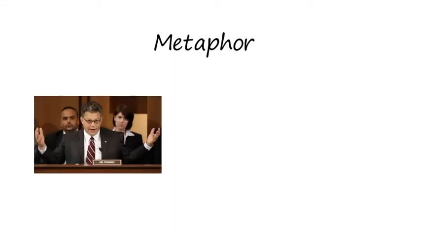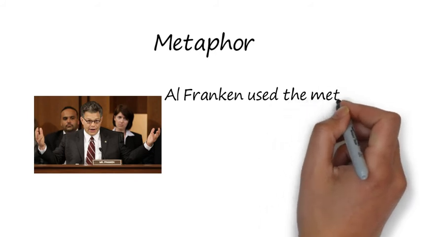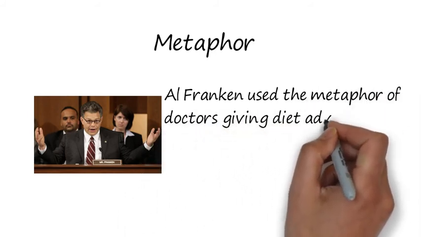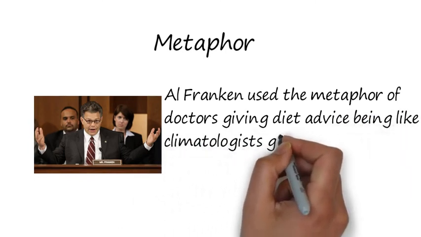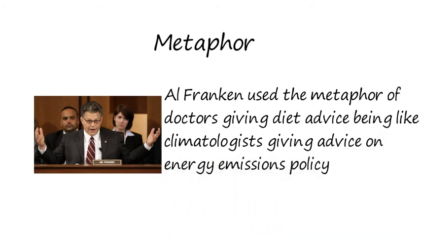Al Franken, a senator from Minnesota, used a metaphor to explain the scientists that deny climate change. He says, and I quote, "Say you went to a doctor who told you, you better start eating more sensibly and start exercising because you are tremendously overweight, and I see that your father died of a heart attack at an early age. So you've got to go on a diet and start working out.